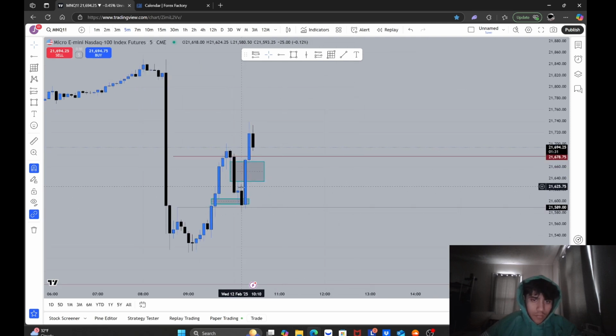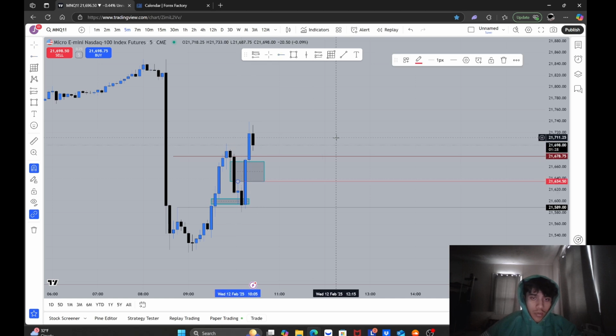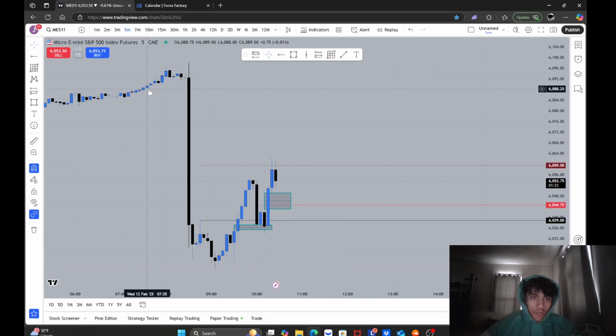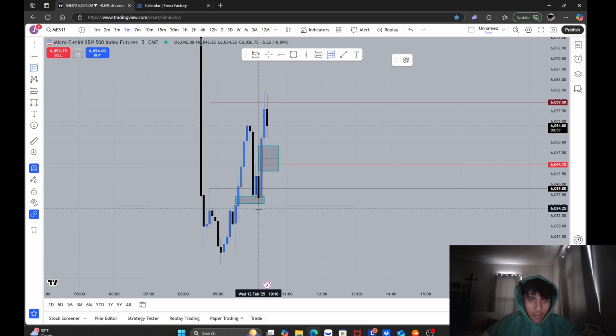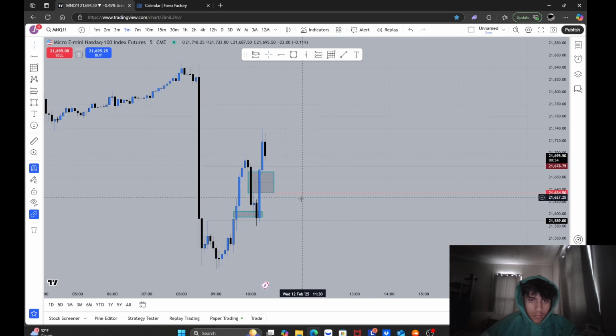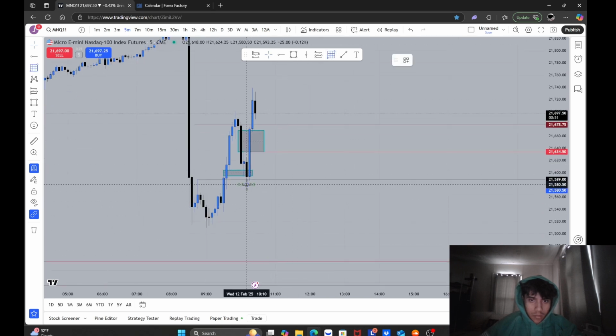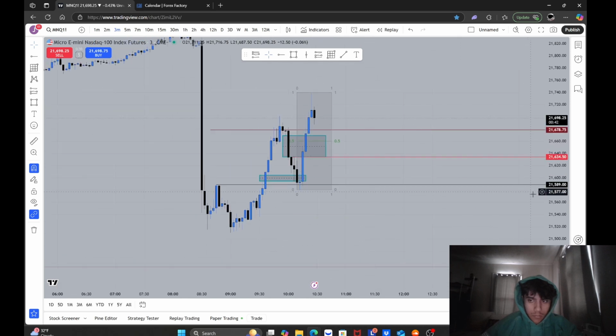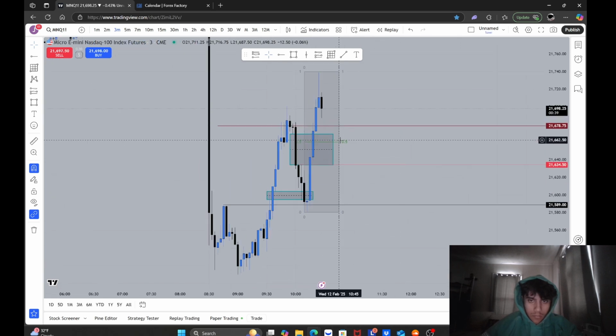But as far as price action wise, I want to say we're still bullish. Like I really do. This is ES. This is NQ. I need to see more movement down. W gains.